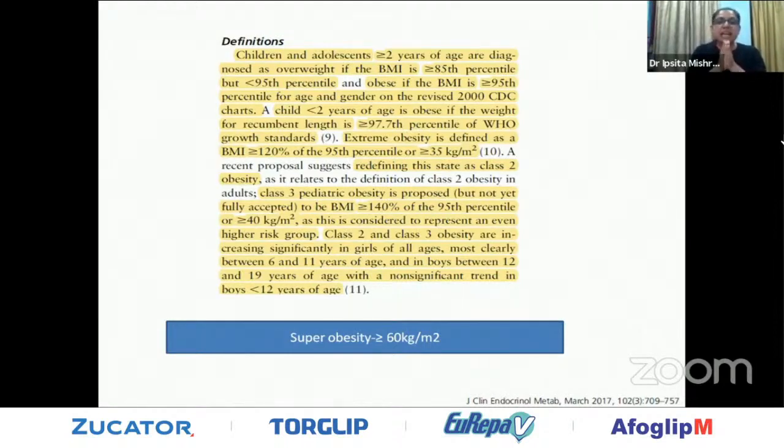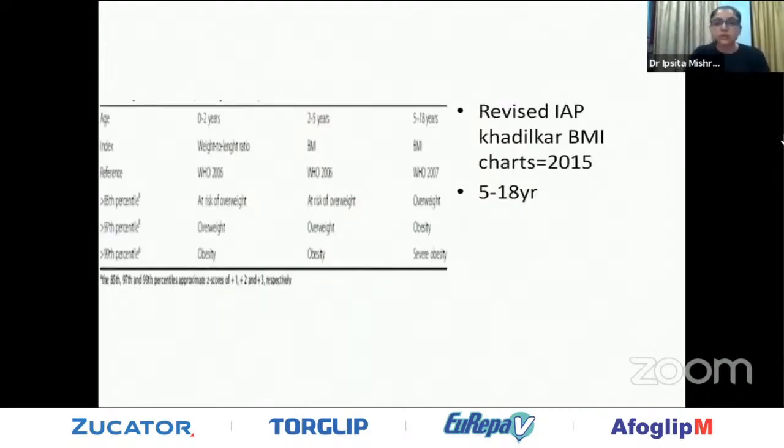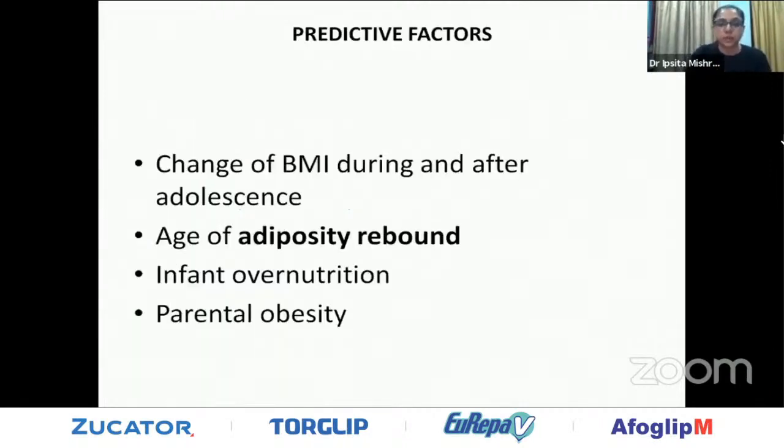Now, for a child less than 2 years, we use the weight for the recumbent length, which is more than or equal to 97.7 centile as per the WHO growth standards. So what we use in India is not the CDC chart, but the IAP Khadilkar revised BMI charts, where we start measuring BMI from 5 until 18 years, and until 5 years, we use the WHO growth standards.